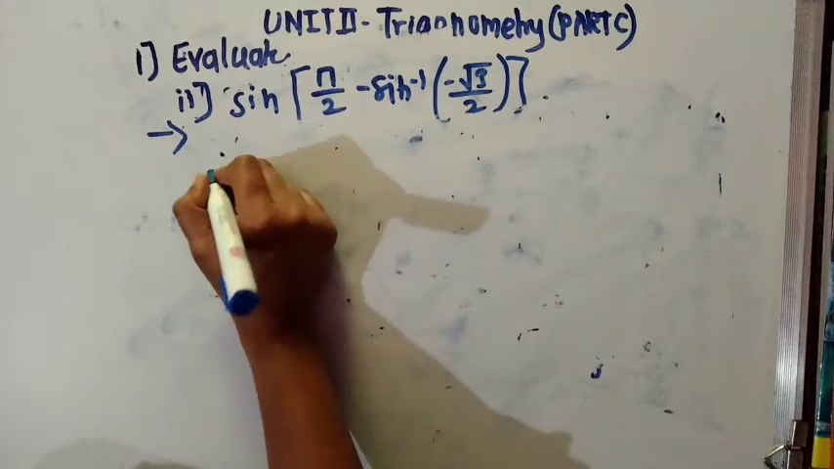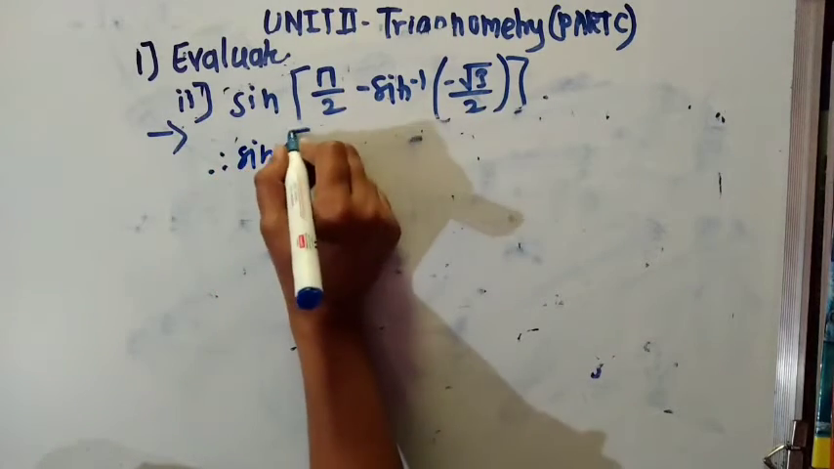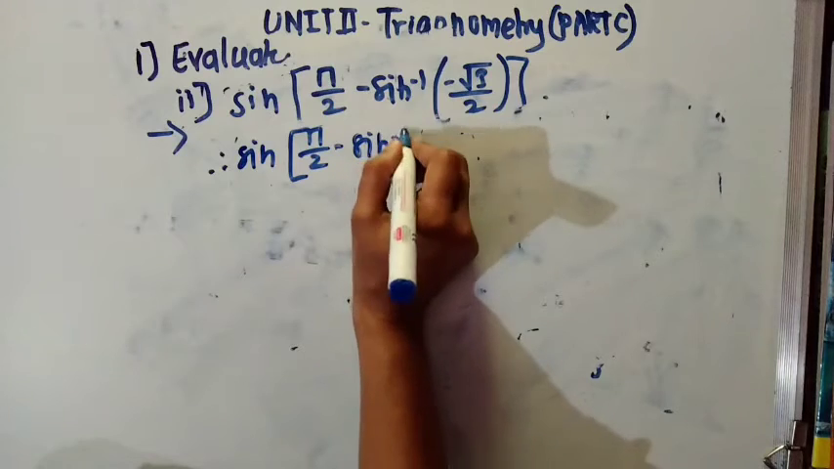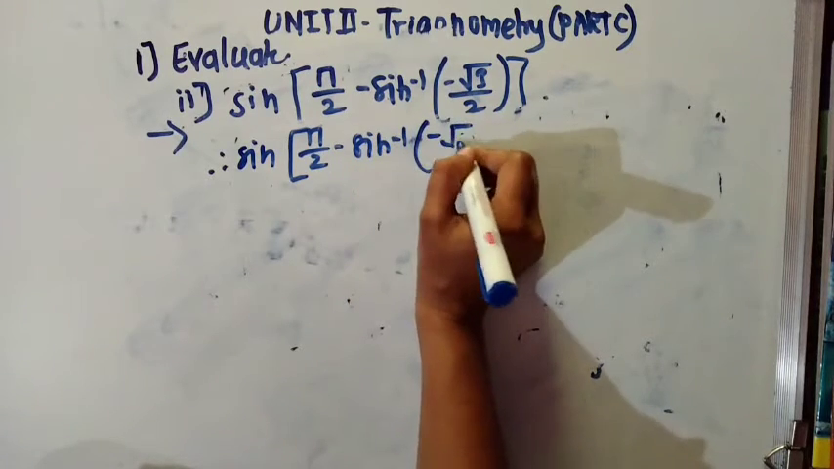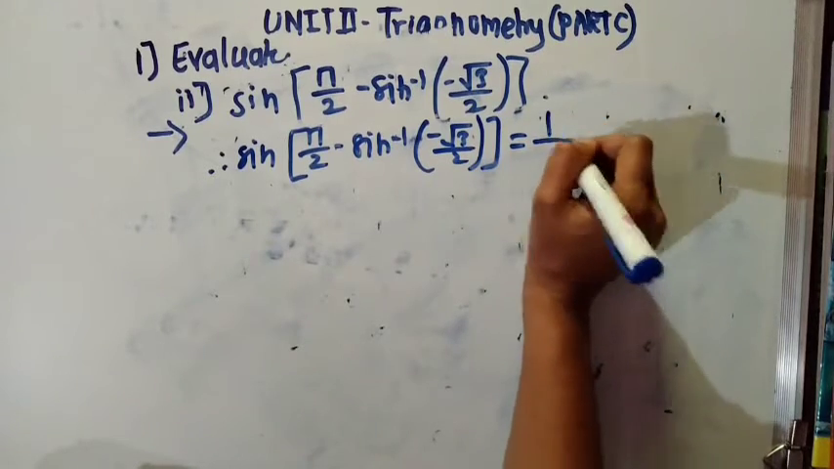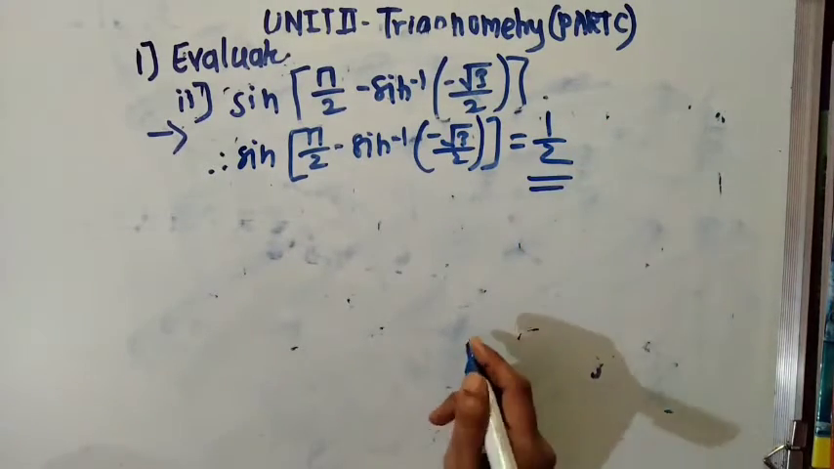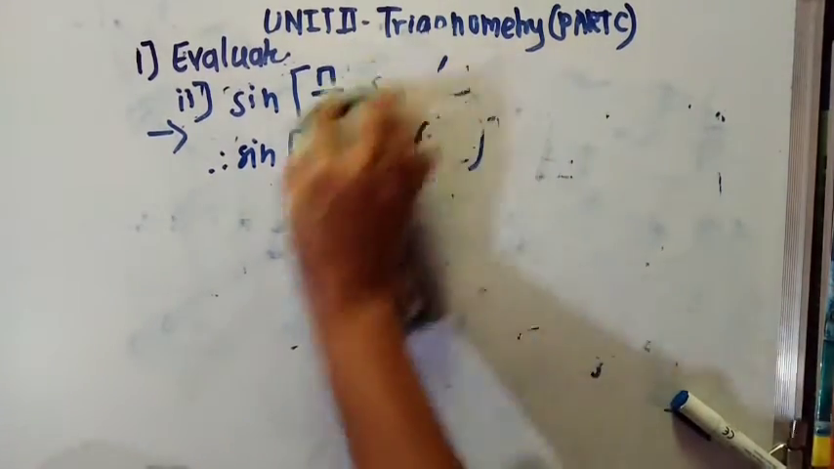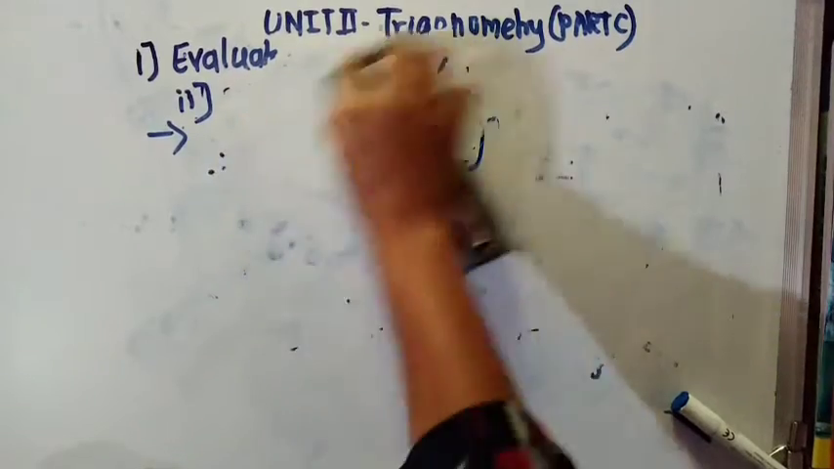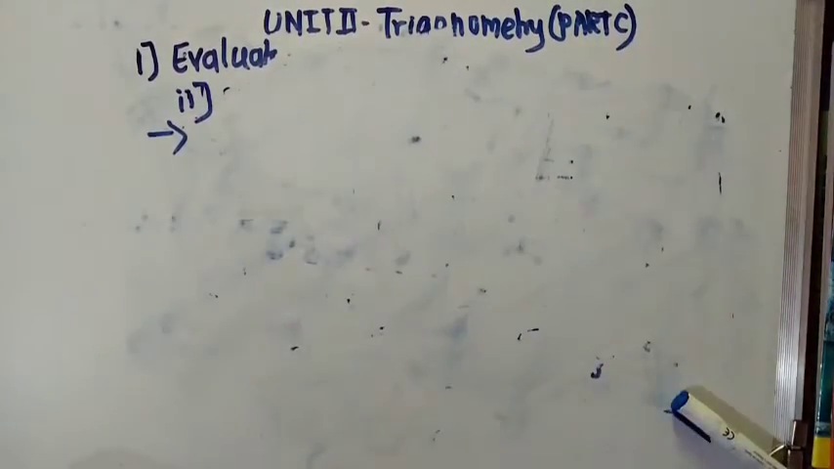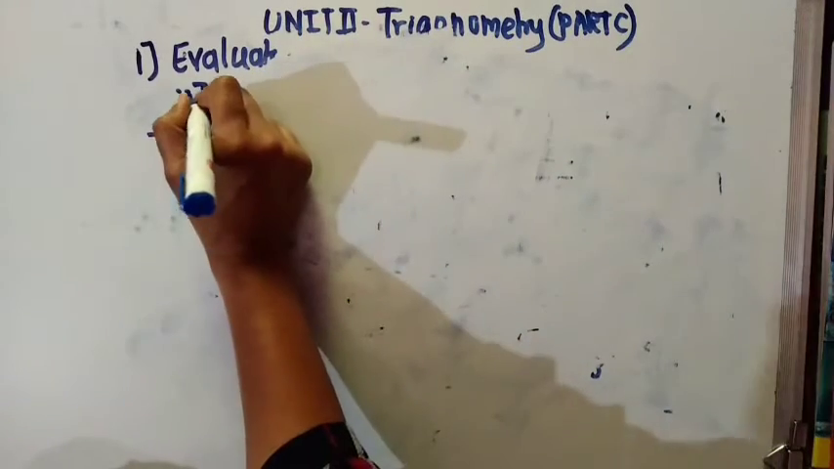Hence sin of pi by 2 minus sin inverse of minus root 3 upon 2 is equal to 1 by 2. Then we give the third example.